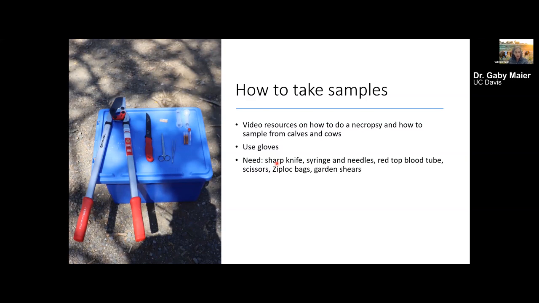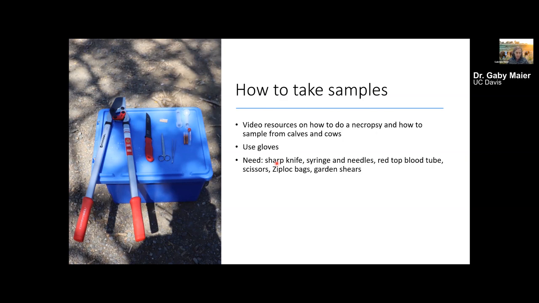In any case, so these are some tools that you may want to have handy. So there are garden shears, and you need those to cut the ribs. A sharp knife that's dedicated for that purpose, so that it does not go back into the kitchen.